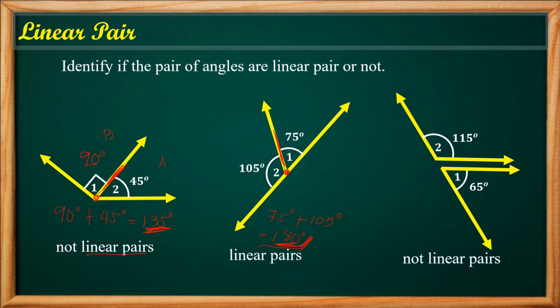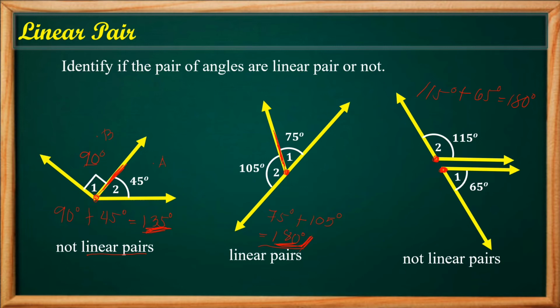Next, on this part, they are not a linear pair. Bakit? What is the vertex? This would be the vertex of angle 1, and this would be the vertex of angle 2. Based on this, they are not adjacent. But the sum is still 180 because 115 degrees plus 65 degrees, the sum is 180. They are supplementary but they are not adjacent, then they are not a linear pair. Okay, yun siya ang conditions.